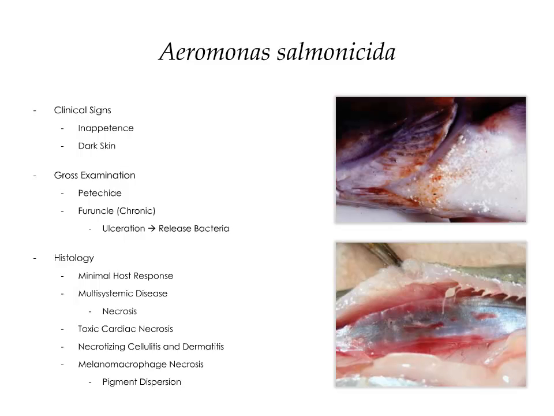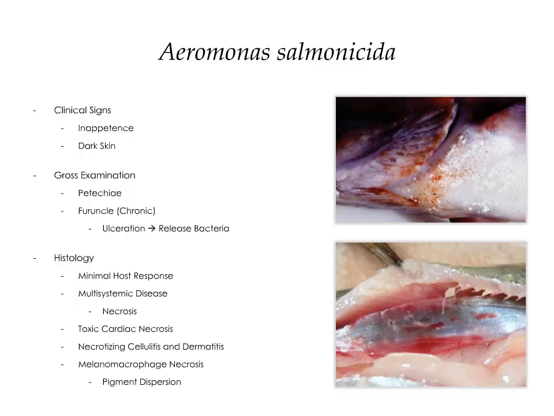Clinical signs associated with infection include inappetence and darkened skin. On gross examination, there's widespread petechial hemorrhage. In chronic infections, furuncles will develop. These will eventually ulcerate and release bacteria into the environment. Histologically, bacterial aggregates are associated with very little inflammation. This is a multisystemic disease, so you'll often find areas of necrosis within a variety of tissues.